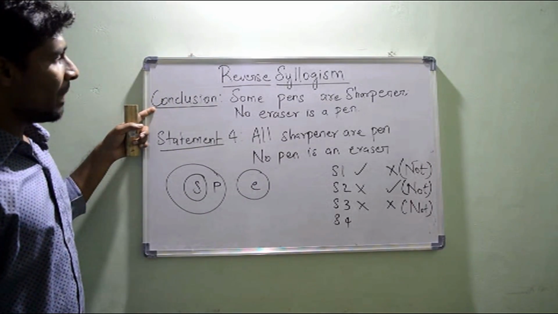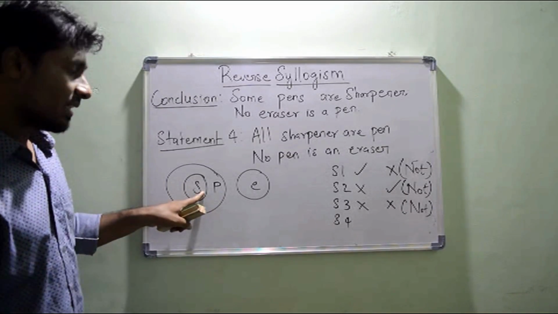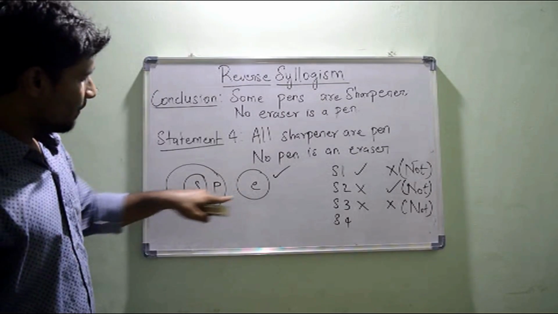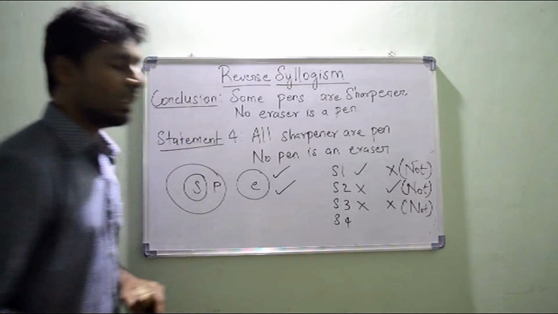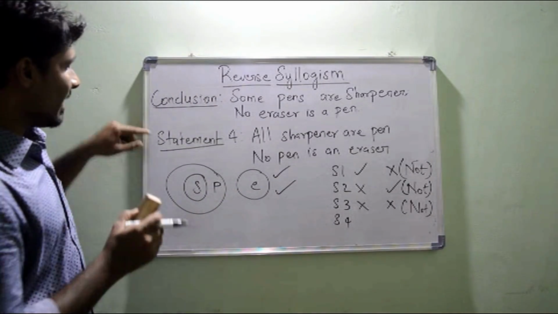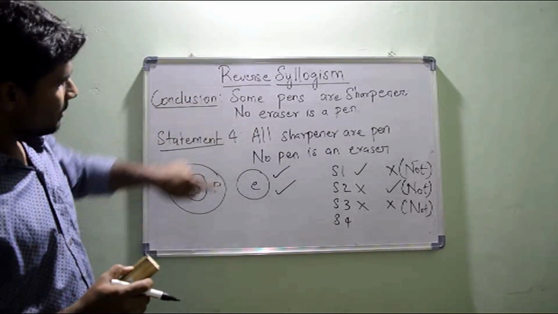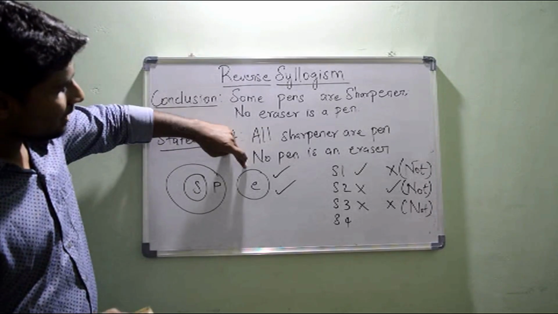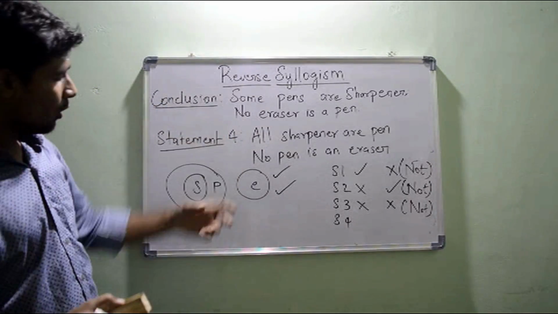One states that some pens are sharpeners. So some pens are sharpeners is exactly correct. And the second one, no eraser is a pen. So no eraser is a pen is also correct for the given conclusion. Got it? The statement says that all sharpeners are pens. So all sharpeners are pens. Again, the second thing is no pen is an eraser. So no means I should put two separate circles. So no pen is an eraser.